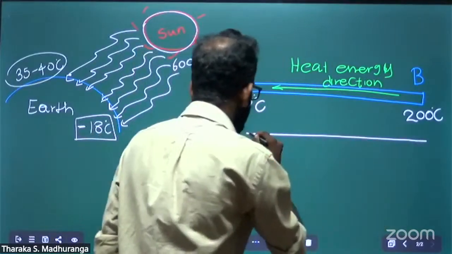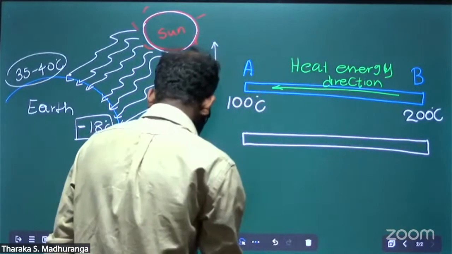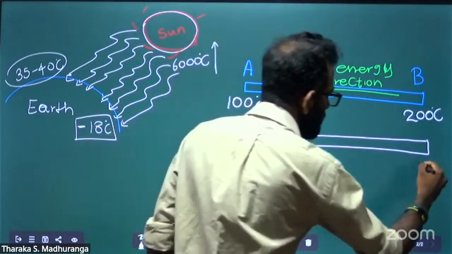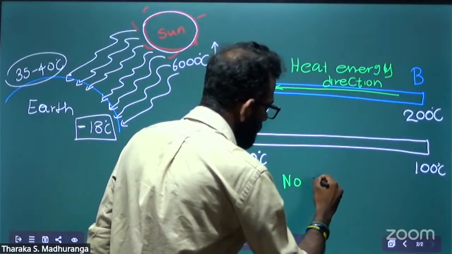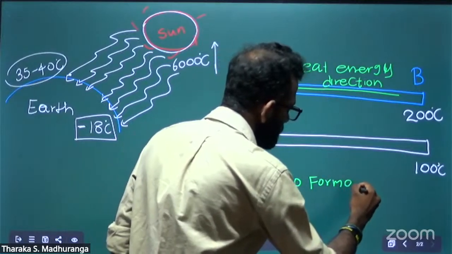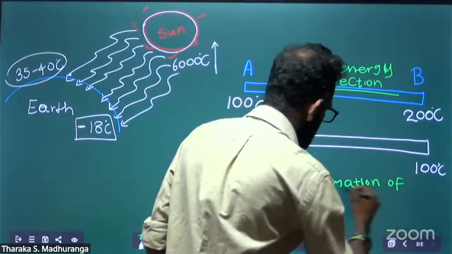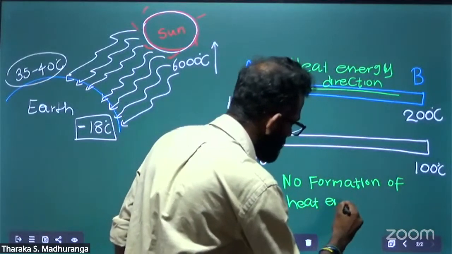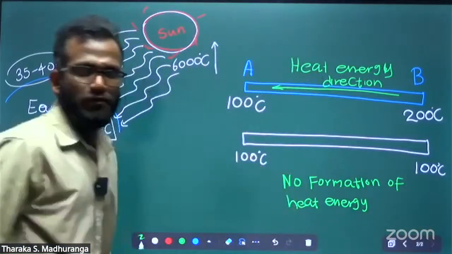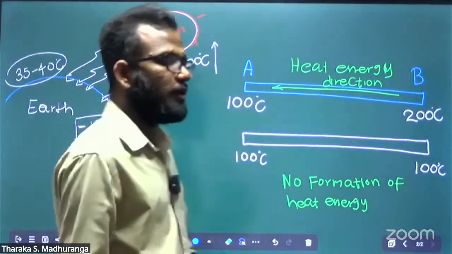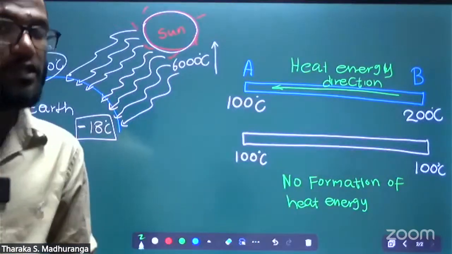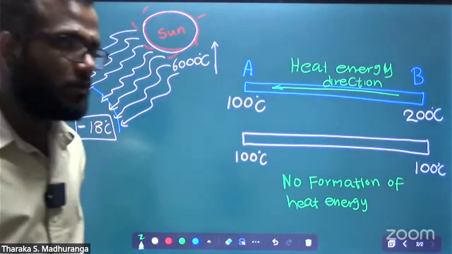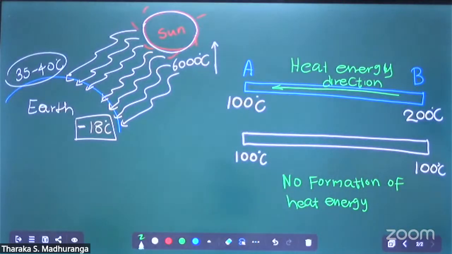If you want, you can draw another one. Both sides 100 Celsius, no formation of heat energy. Okay, if any doubt, please ask. Only two points I explained. Heat is an energy type which is formed due to a temperature difference. Heat always transfers from high temperature to low temperature. That's the basics of heat.